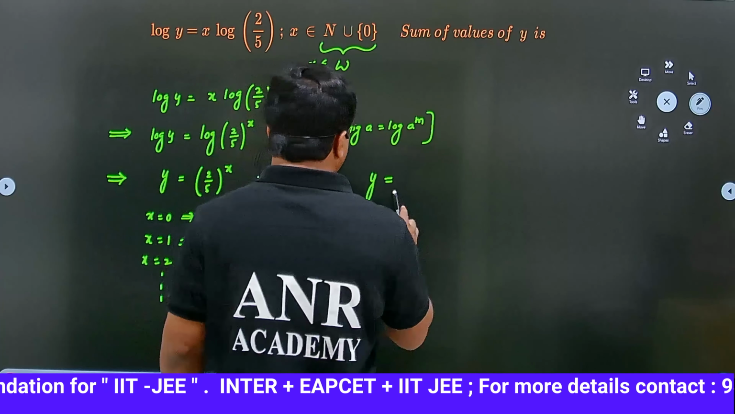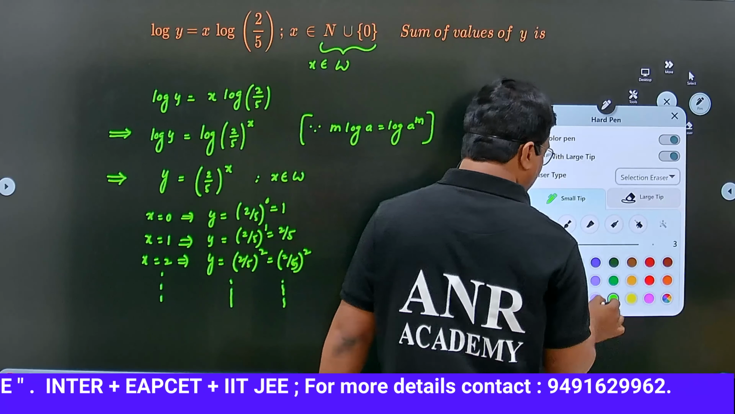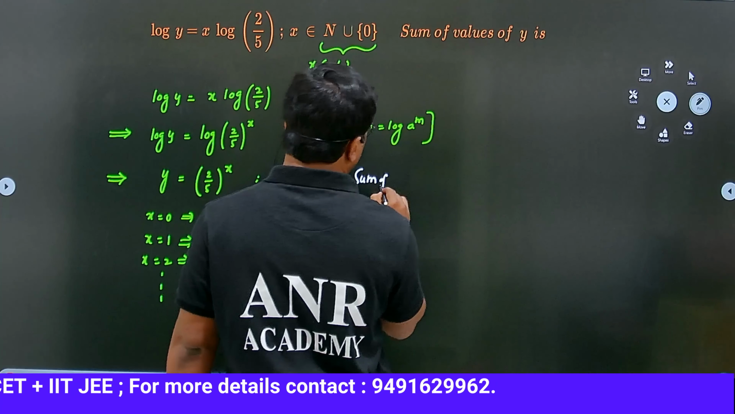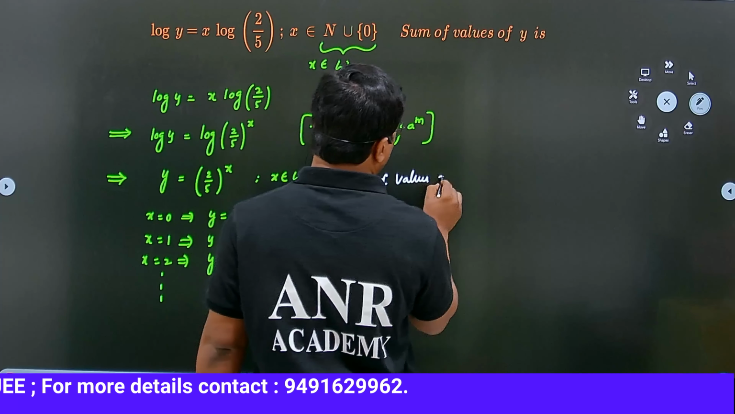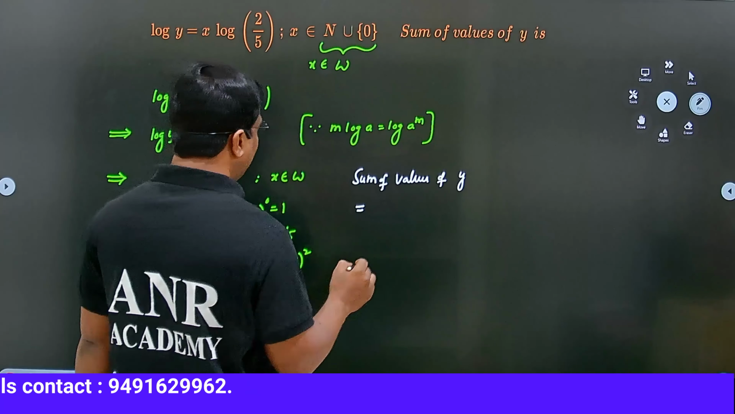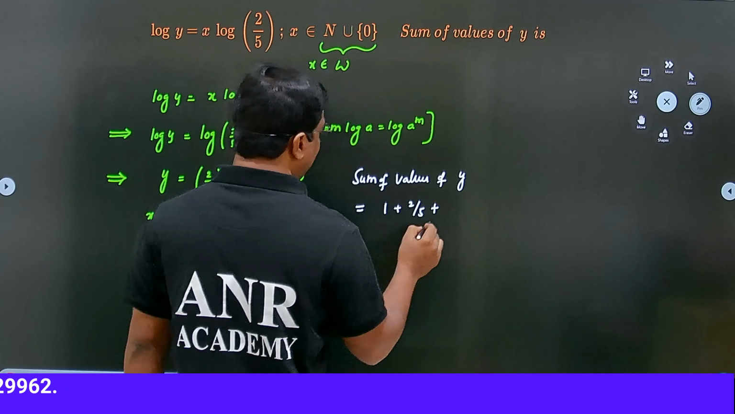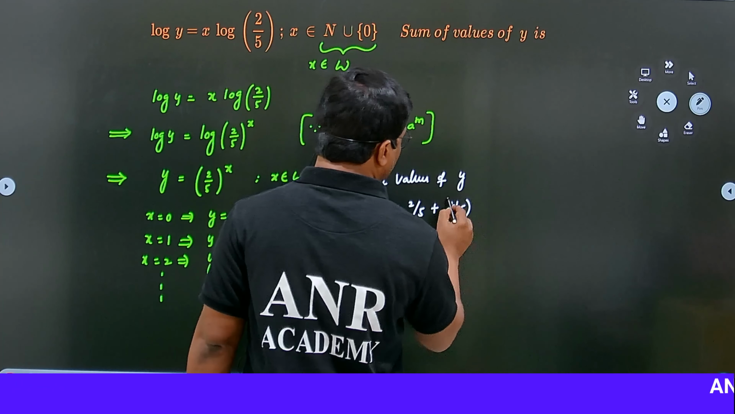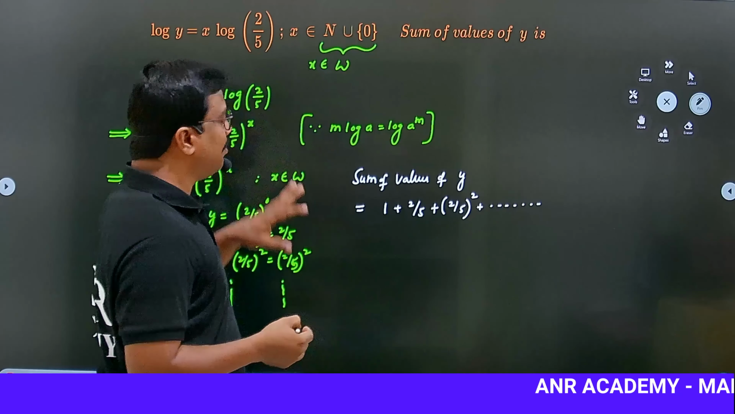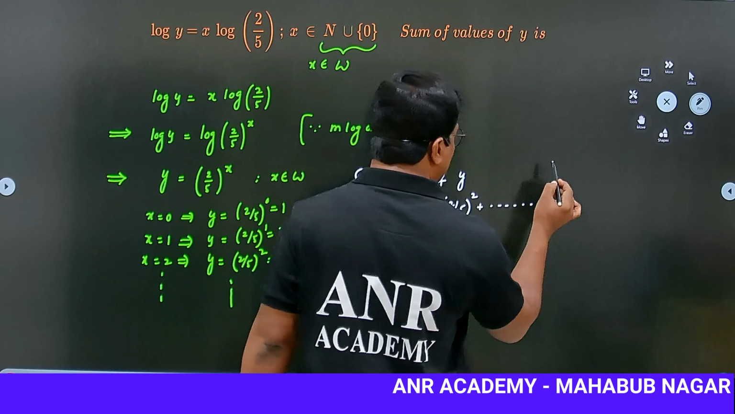Clearly here you need to find the sum of all y's, so I am writing sum of values of y equal to: first element you have 1, and then you have 2 by 5, and after that you have 2 by 5 whole square, and so on. If you continue inputting whole numbers, you will get continuously the values of y infinitely.